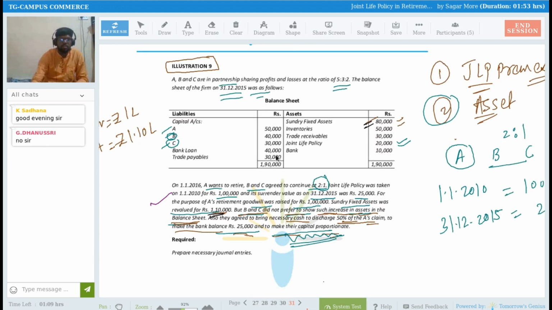Okay. Then, sir, the joint life policy appearing in the balance sheet is 20,000 rupees, right? Yes, sir.